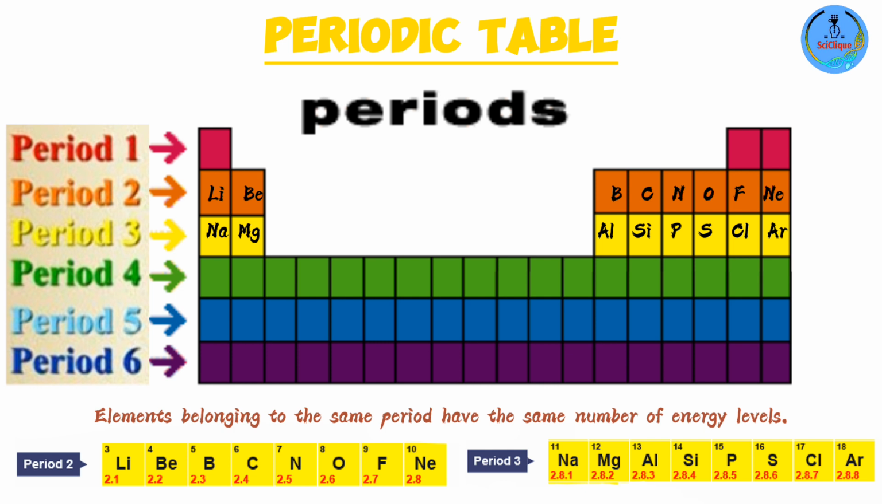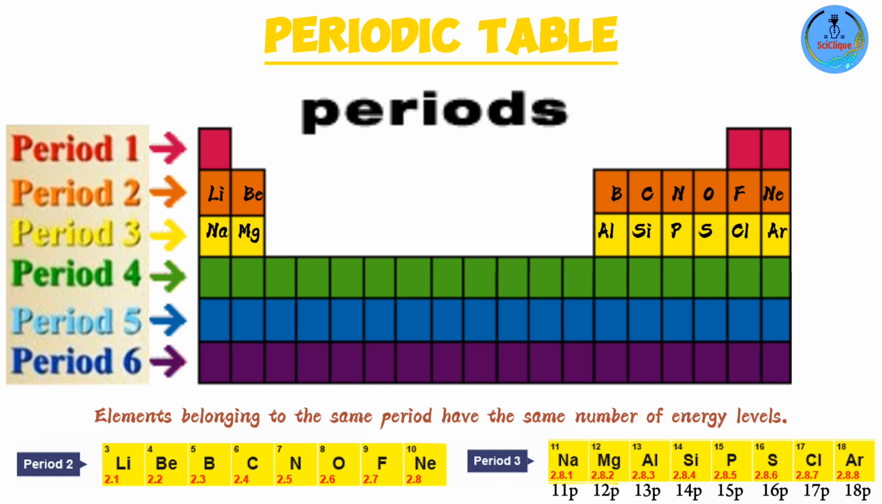A few things to note about periods. Within a period, the elements are arranged in order of increasing atomic number. So moving from left to right, the number of protons is going to increase. For example, in period 3, you're going to have sodium that has 11 protons, and as you progress, the number of protons increases until you reach argon that has 18 protons.